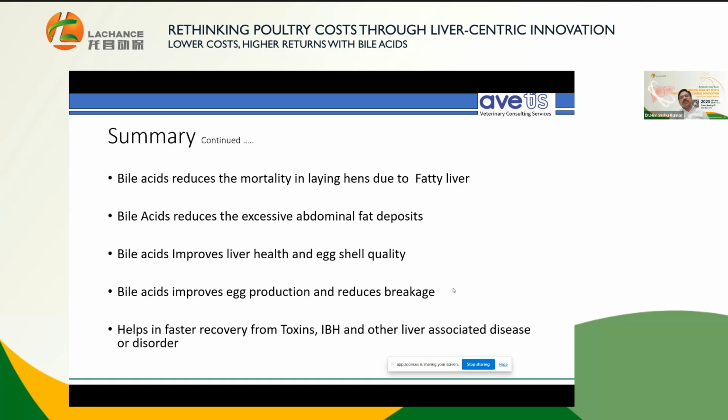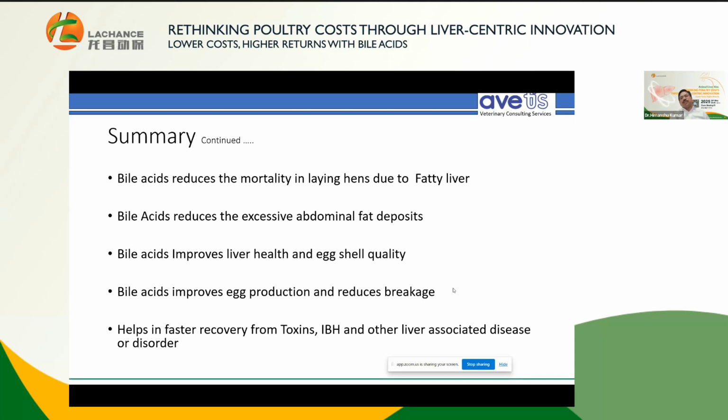Bile acid reduces the mortality in laying hens due to fatty liver condition. To come up on the fatty liver condition, people use 3 to 4 kg of choline chloride, even liquid choline, liver tonic, toxin binder, and there also it doesn't come. To come to a respectable level of performance usually takes 15 to 30 days. And in an optimum number of places, within 7 days, it has shown a phenomenal recovery with this product. Bile acid reduces excessive abdominal fat deposits.